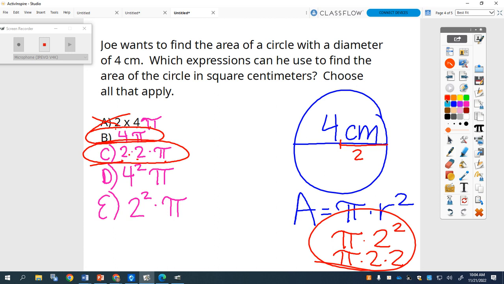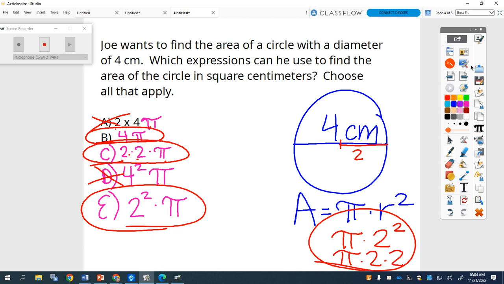Okay, don't zone out, please. Make sure you're paying attention. All right, D. What did they do wrong in D? They used the what? The diameter, not the radius. So D is not an option. And then E, we already found that out, so E is an option. So for this problem, there were 3 choices, weren't there? B, C, and E. All right?